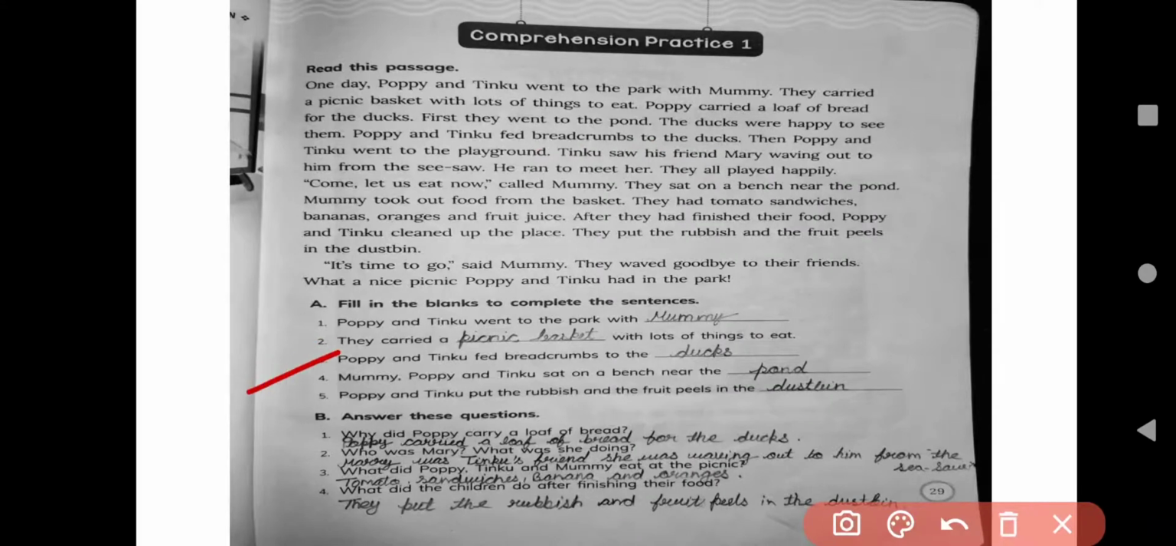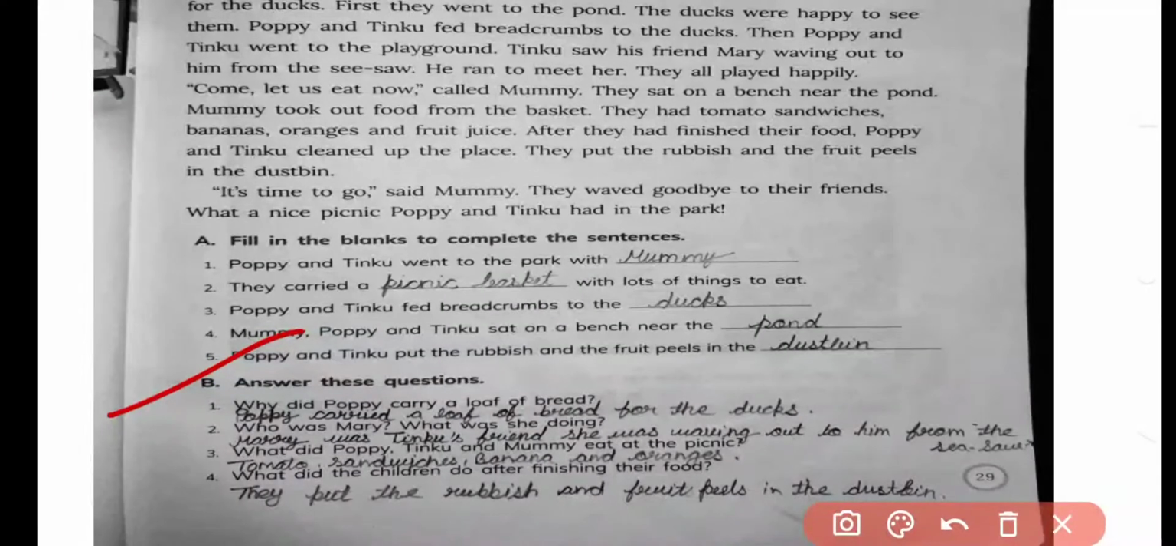Next, Mummy, Poppy and Tinku sat on a bench near the pond. Next, Poppy and Tinku put the rubbish and the fruit peels in the dustbin. B part, we have answered these questions.